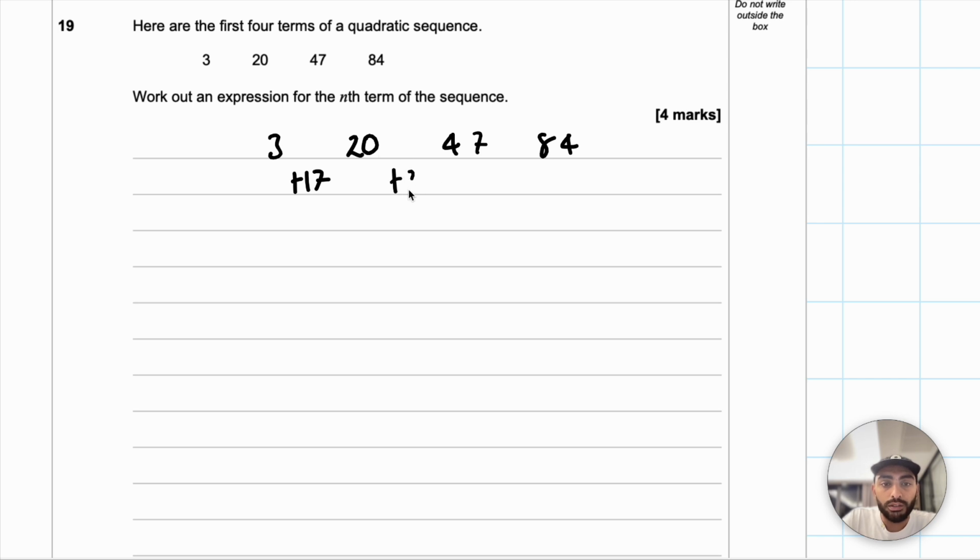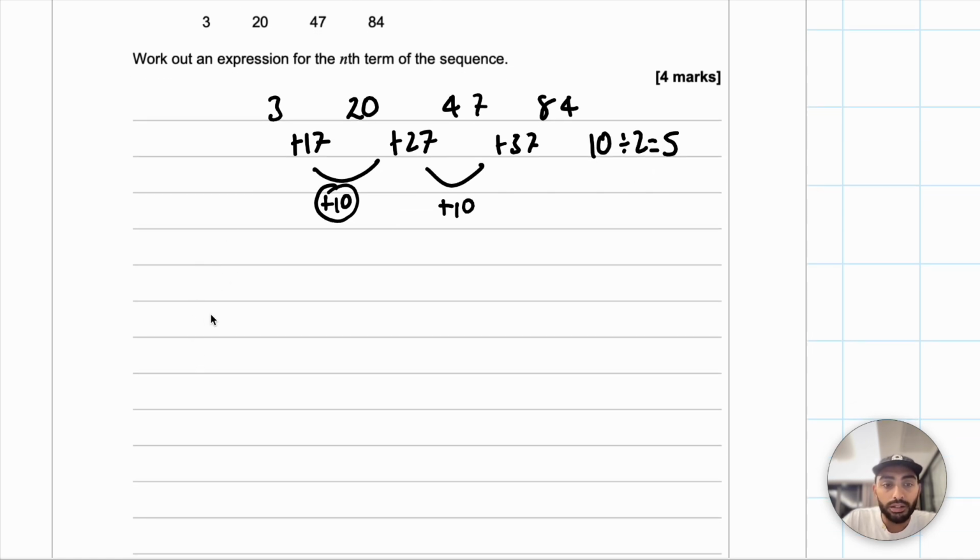Between 20 and 47 is 27. Between 47 and 84, so that's 34 plus 3, which is 37. So the first differences are all going up by the same amount. So that's going up by 10, and that's going up by 10. And whatever the value of the second difference, I divide that by 2. So 10 divided by 2 is equal to 5. This is telling me that the sequence is going to start with 5n squared.